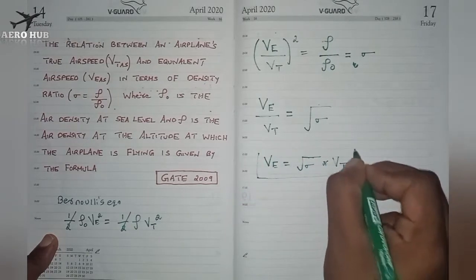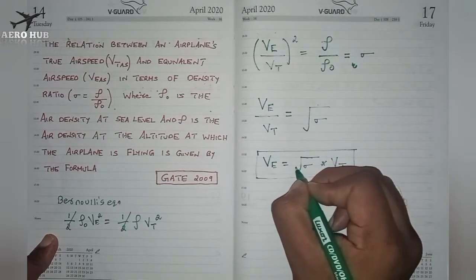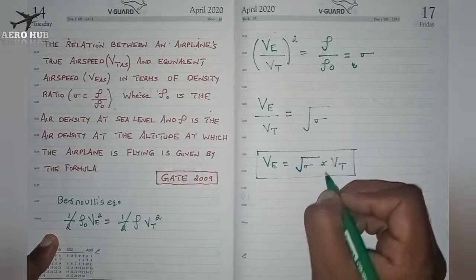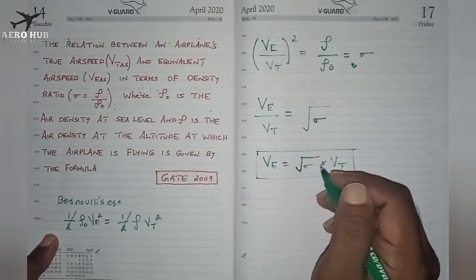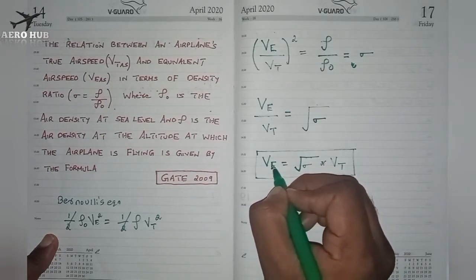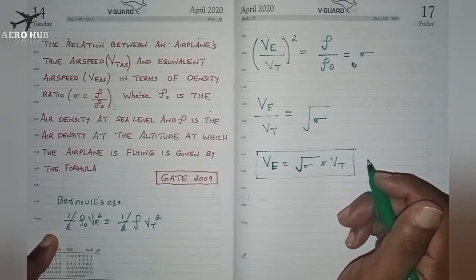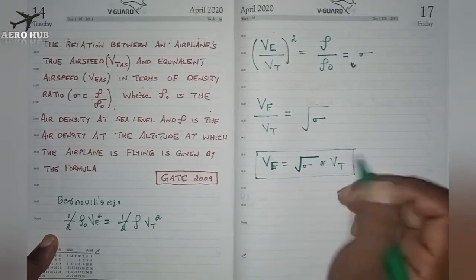This is the answer. In questions they will give the density. We have to take the density ratio. Sigma is nothing but the density ratio, then multiply by the true airspeed, and we will get the equivalent airspeed at the corresponding altitude. Now we will see a numerical problem that was asked in GATE 2008.